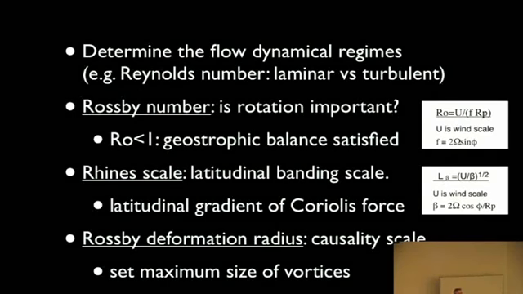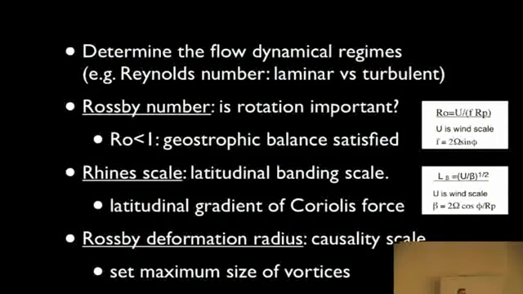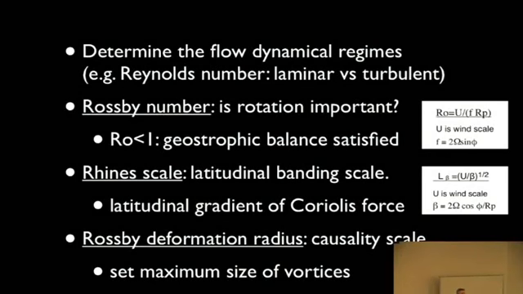And so the effective use of that scale, at least that I'm familiar with, is to say that's typically the largest size of the vortices you can expect in your flow. It's also typically the size of the fastest growing baroclinic mode in a baroclinic instability. So it's actually quite an important number.